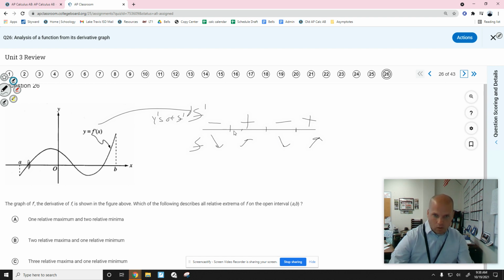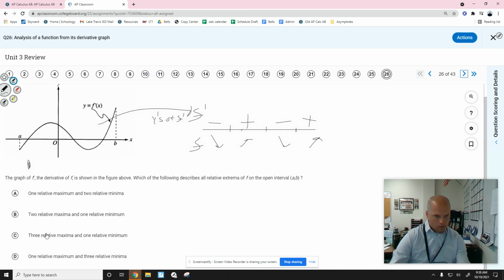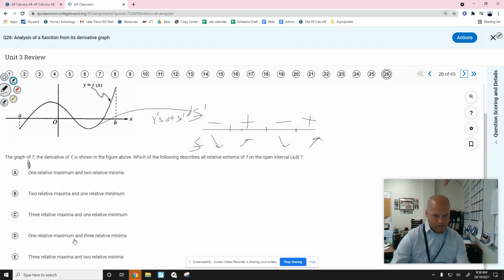I have 2 mins, 1 max. F is going down and up twice. It's going up and down once. So 2 mins, 1 max. 1 max, 3 mins? Nope. 1 max, 2 mins. I missed it. 1 max, 2 mins. A. Let's keep going.